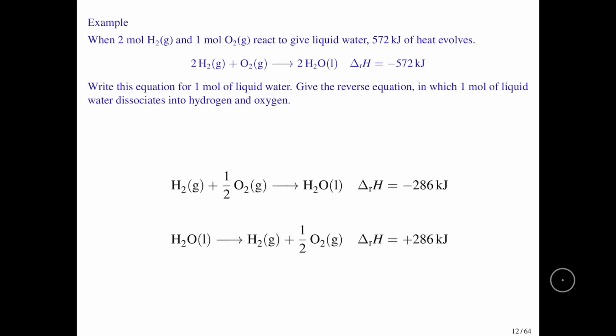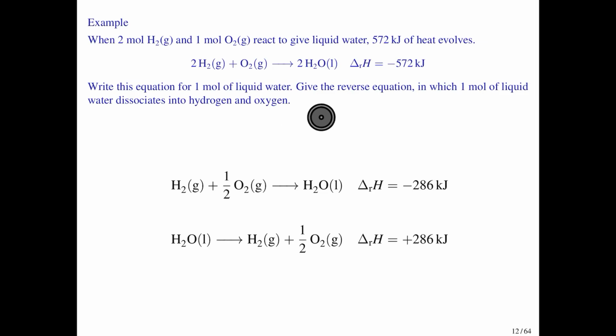So in this first example, we'll explore using those rules. In this case, we've got a thermochemical equation. We're making liquid water. Here's its delta H value. We're being asked to write this equation for 1 mole of liquid water. So we'll take this equation and we'll divide it by 2. That gives us this one. And we do the exact same thing to the delta H value. So I've taken this delta H divided by 2 to give me this -286.